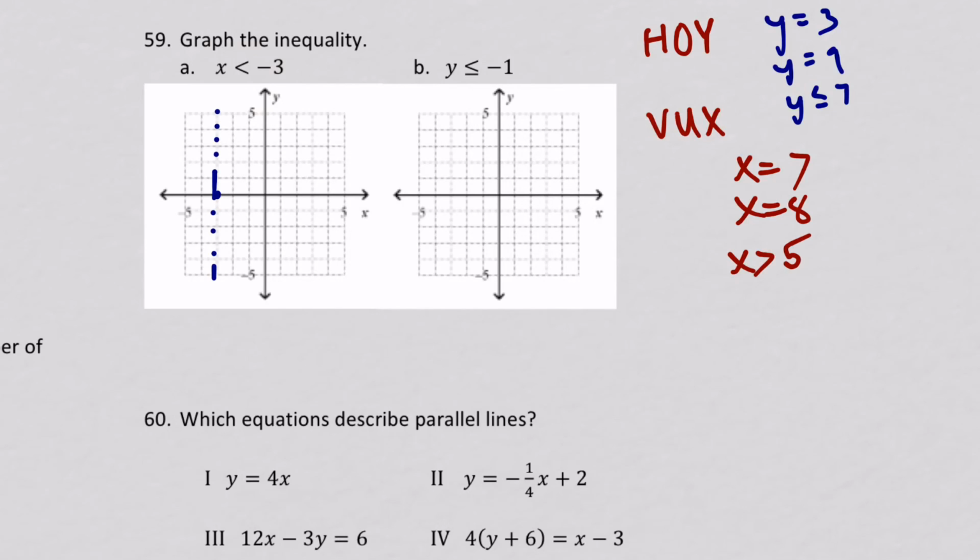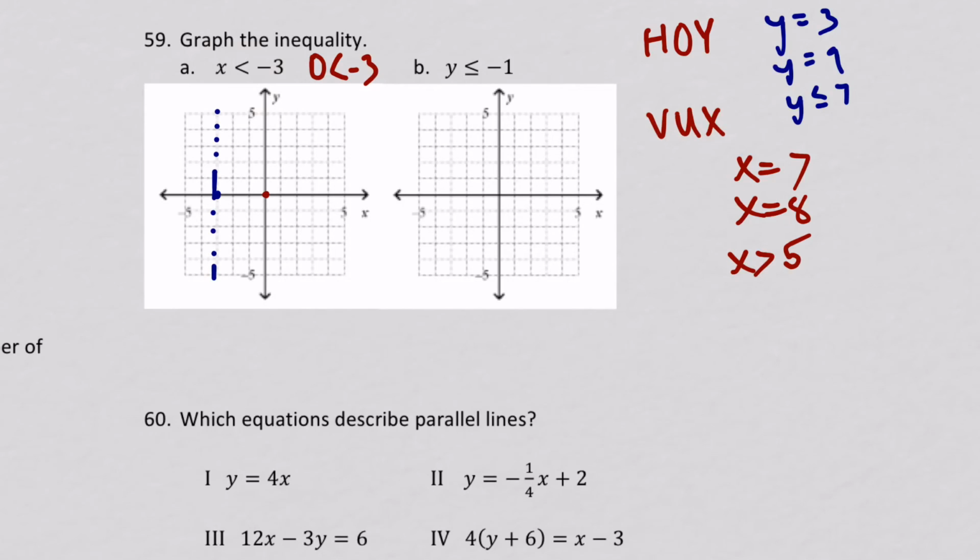like that. And then you're going to shade either the left side or the right side of that line. In this case, it's really easy to tell. You can check 0, 0 again to see if it works. I'm checking 0, 0. So plug in 0 right there for x, and you're going to see 0 is less than negative 3. And you think, is that true? Is 0 less than negative 3? Is 0 a smaller number than negative 3?